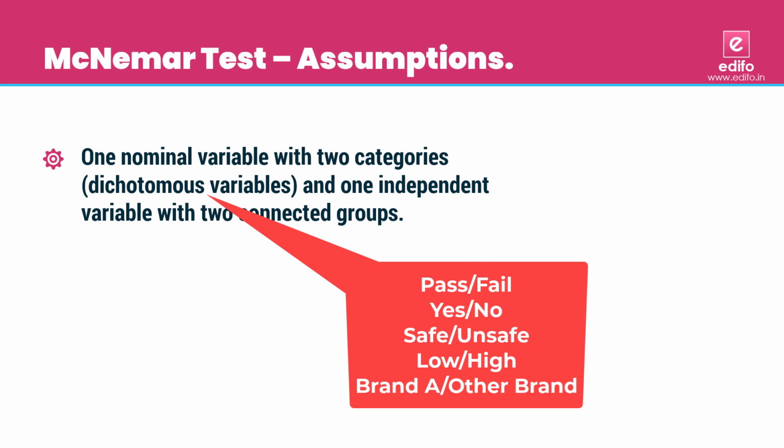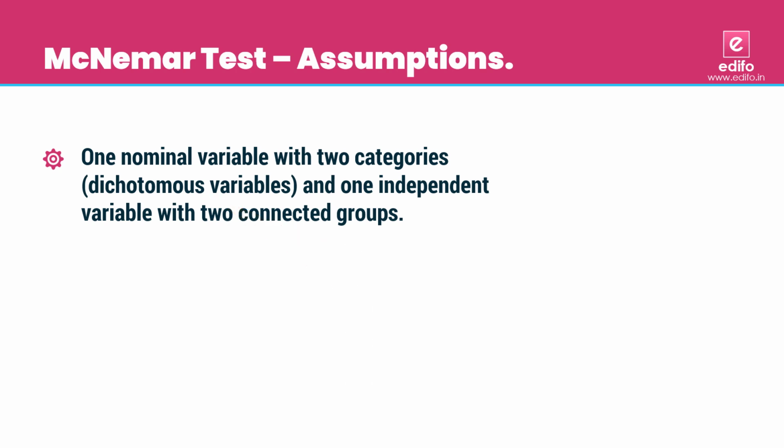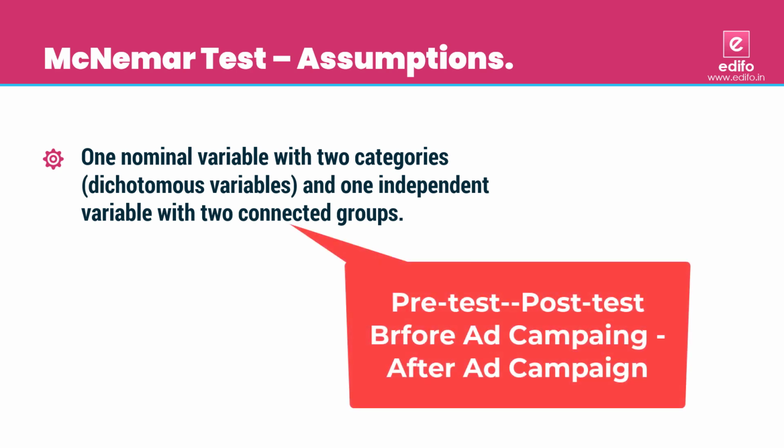The next, independent variable with the two connected groups. Having an independent variable with two connected or related groups indicates that you have a pre-test, post-test matched pairs. In our example, there are two groups of data that we have. The first one is the data that we collected before the advertisement campaign, and the second group is the data that we collected after the advertisement campaign.